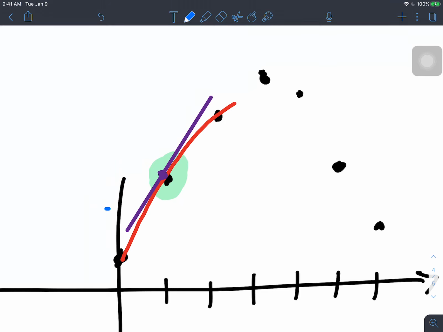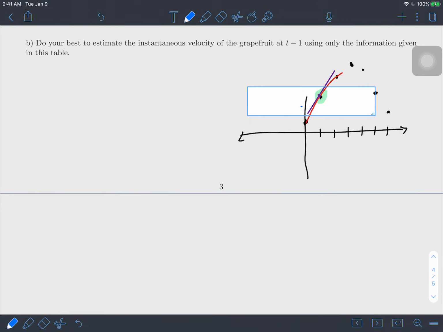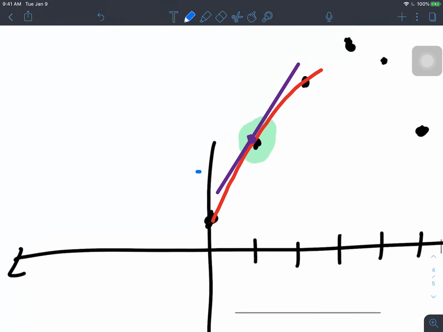Okay, let me redo that. There we go. No. Come on, cooperate.